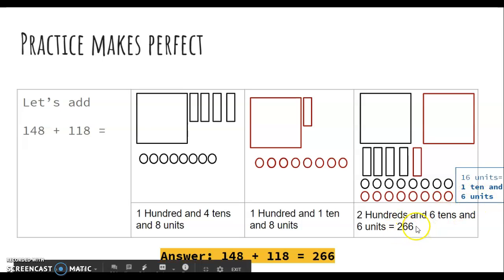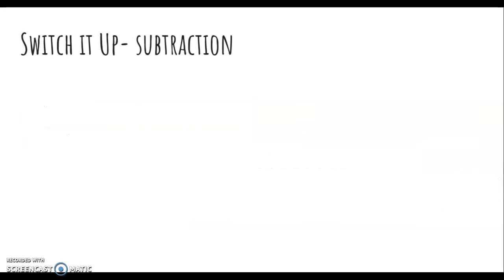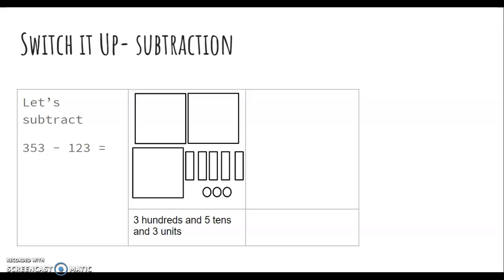That gives us 266. So 148 plus 118 equals 266. All right, let's switch it up. Now we are going to do subtraction. This is going to look a little bit different.